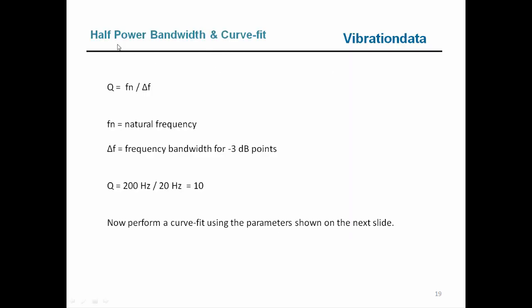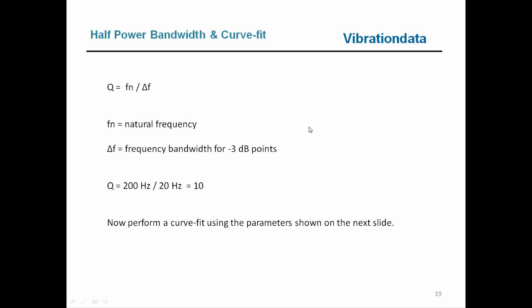And then for our half power bandwidth or 3 dB bandwidth method, we simply take our natural frequency, divide by the delta F, where the delta F is the frequency bandwidth for the half power points or minus 3 dB points. And if we simplify, round off and all that, we get to 200 hertz divided by 20 hertz is equal to 10.